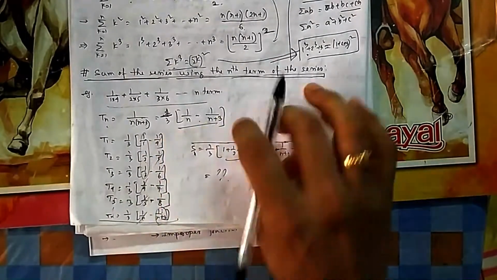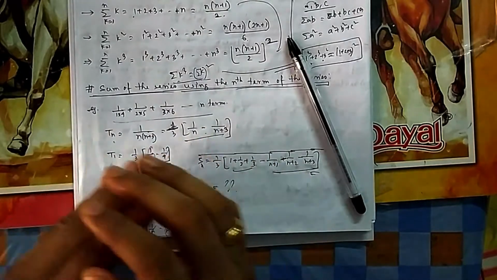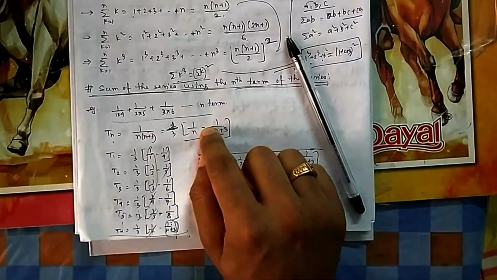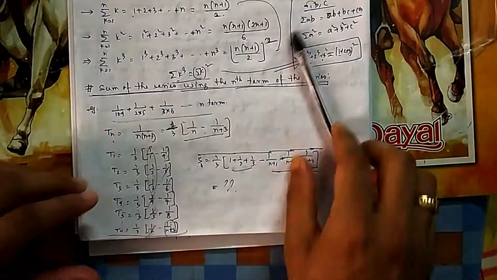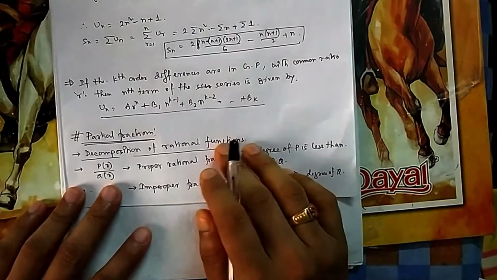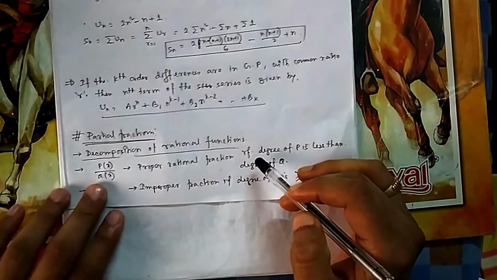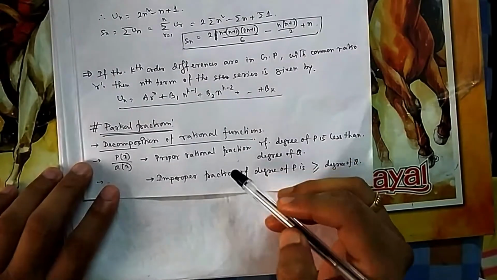So this is the beauty of writing the nth term, but it is especially helpful if you can split it into two parts with a minus sign. Now how to split it? That is known as partial fraction, the decomposition of a rational fraction. So you are decomposing your rational fractions. But first, before that, let's learn something about rational fractions.